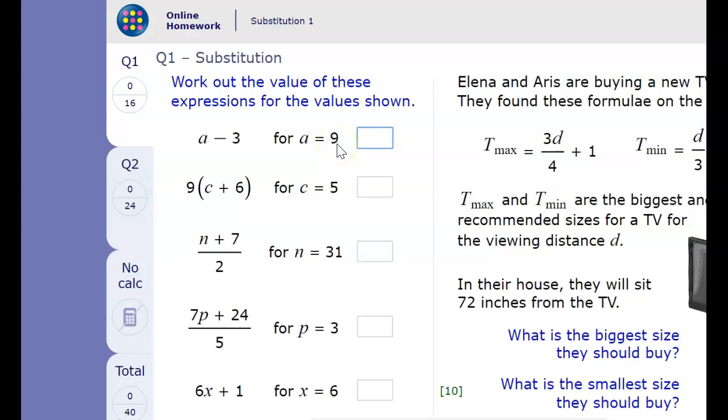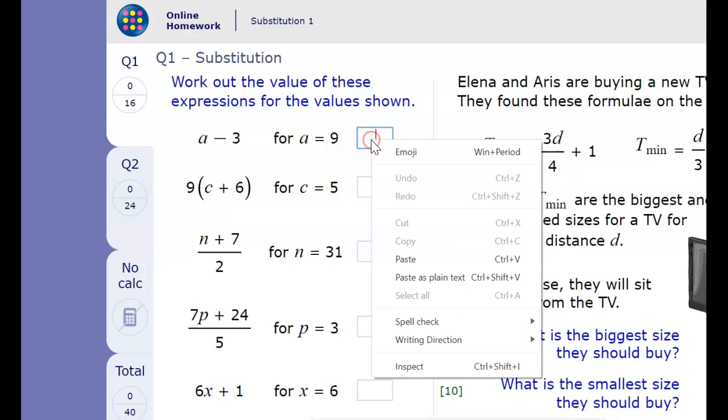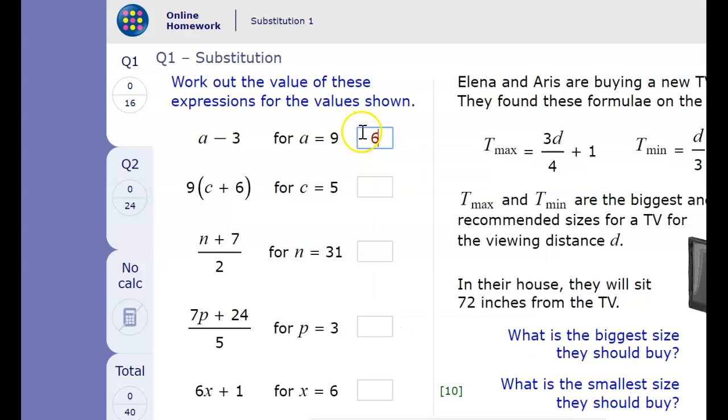3, 2, 1. 5. Okay, I can hear 5 and 6 there. The answer is 6. Okay, so 9 minus 3 is 6. Alright, let's jump down to the third one. So n plus 7 over 2 for n is 31. So a bit of thinking time, then I'll count you in.